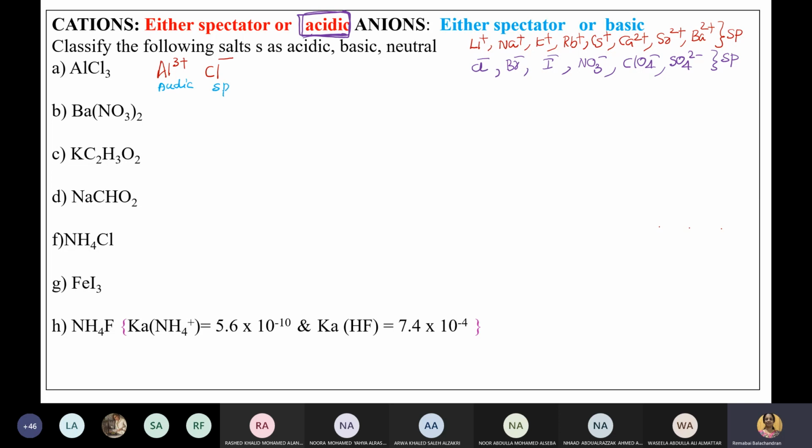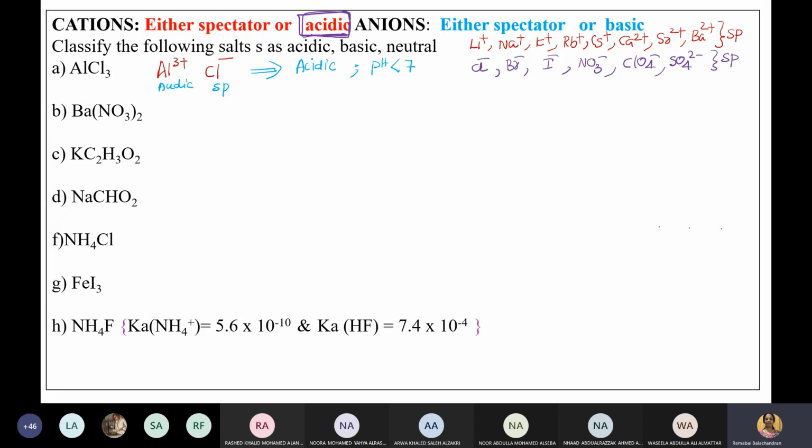And this is spectator. Acidic plus spectator is acidic. So AlCl3 is acidic. Did you understand? Okay, so the pH of the solution will be less than 7 or more than 7? pH will be less than 7.